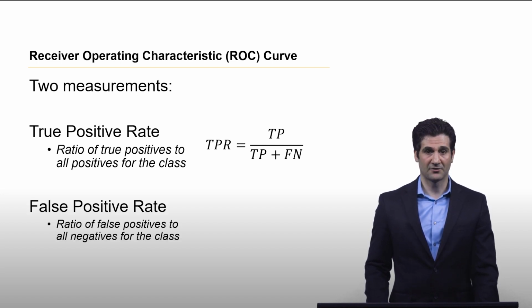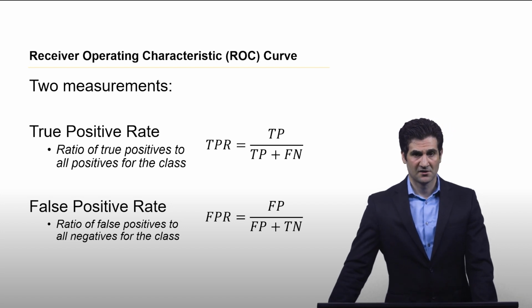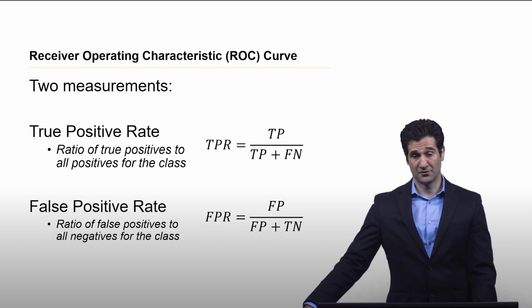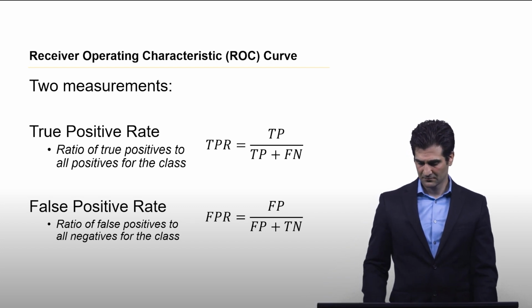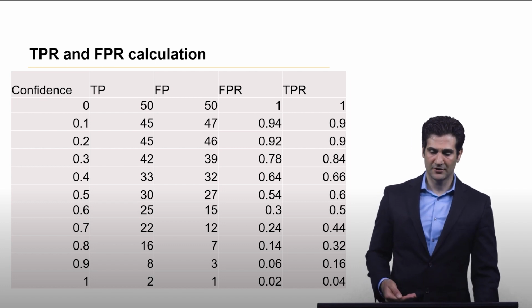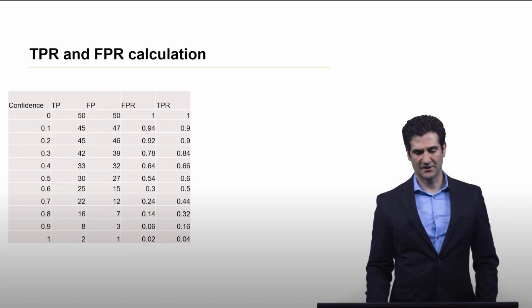Meanwhile, the false positive rate is simply the ratio of false positives to all the negatives in that class. So we can think of that as the number of false positives divided by the sum of the false positives and the true negatives. So going back to our example, here are those numbers calculated out. And let's look at how we plot this.